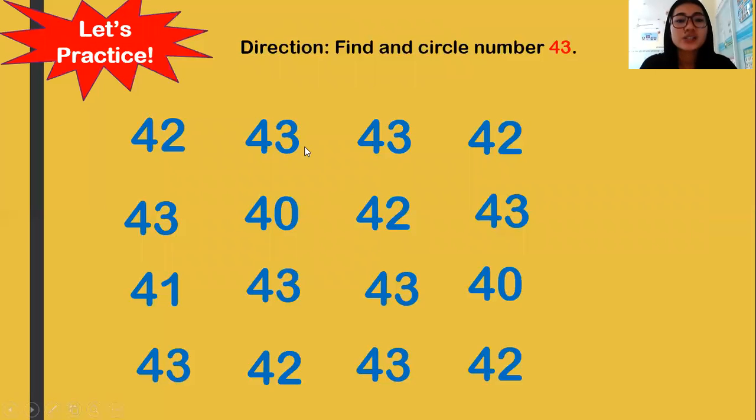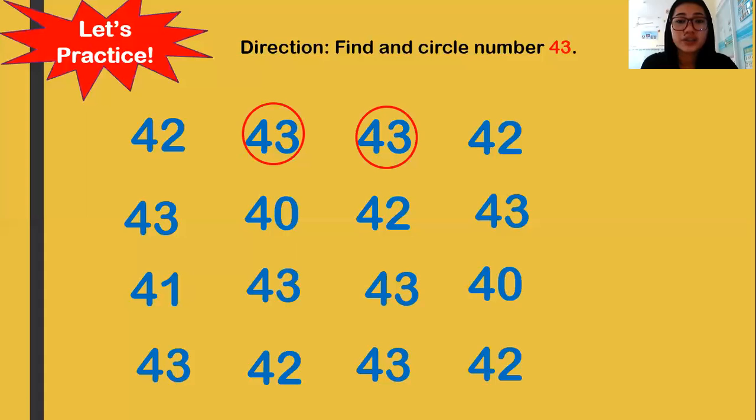So we are going to encircle number 43, class. There are 4 rows, so we will circle. Let's find how many 43s there are on this screen. Everybody, let's find. There are two 43s in the first row. So let's circle 1, 2.